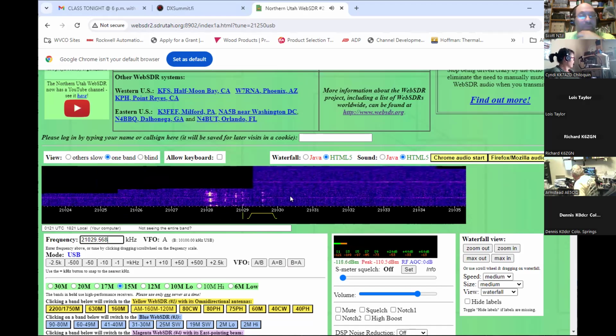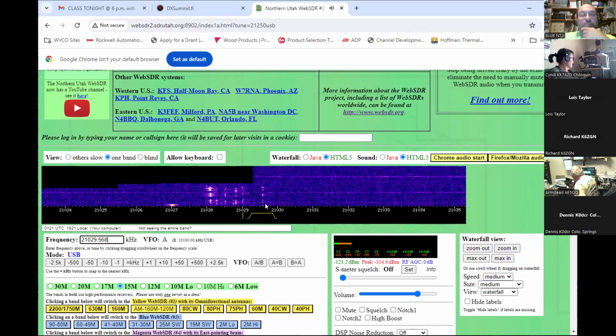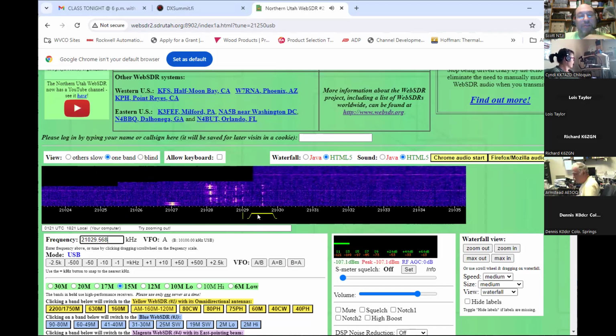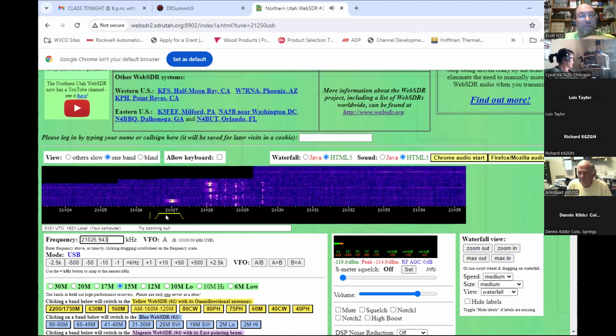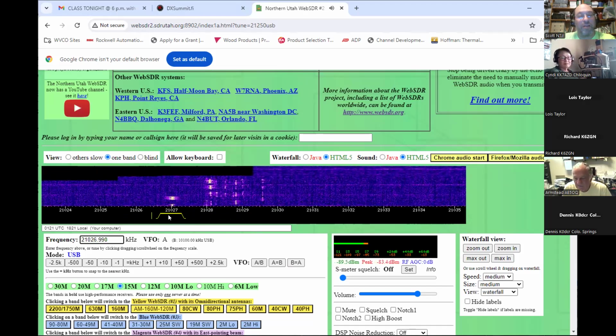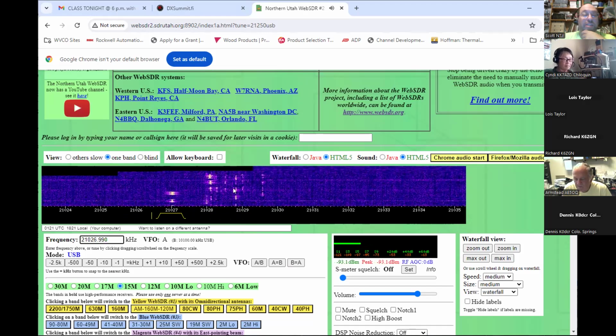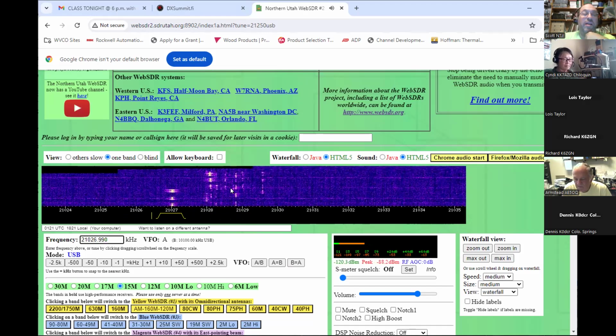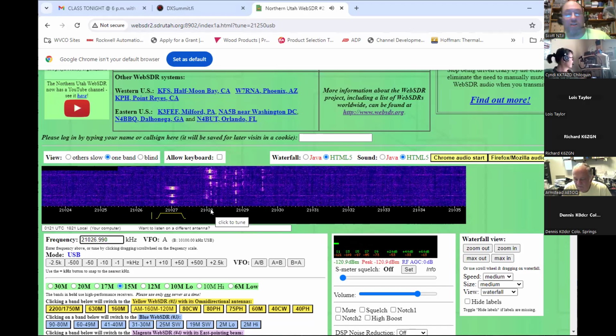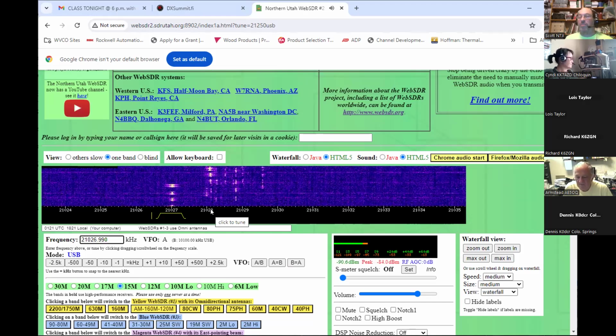Oop, there's a Japanese station. Oh, wait, what's that one? Oh, CO2XN. Okay, so what cardinal sin is that station committing right now?